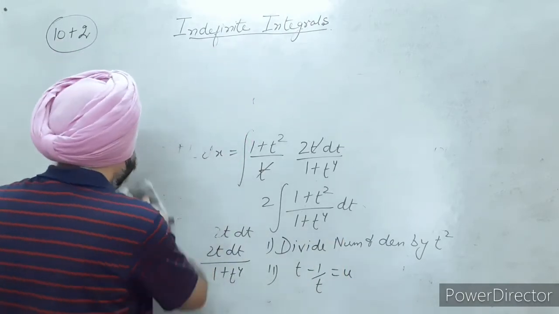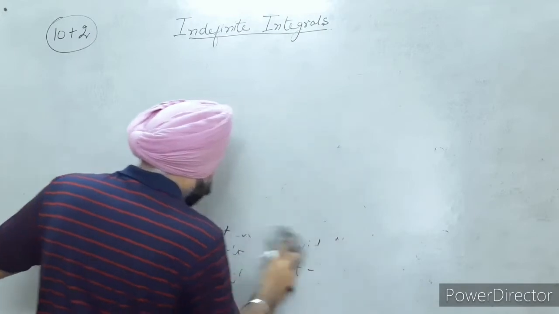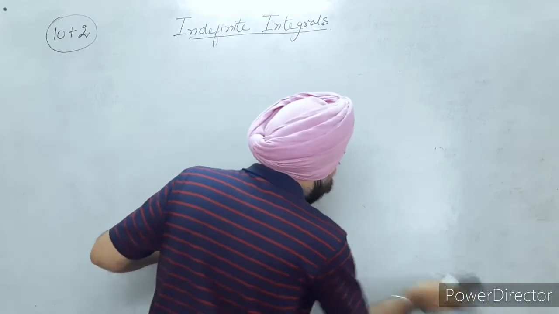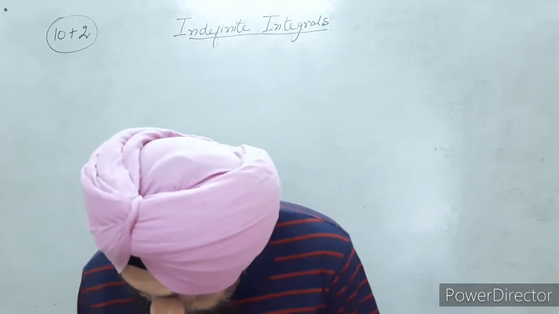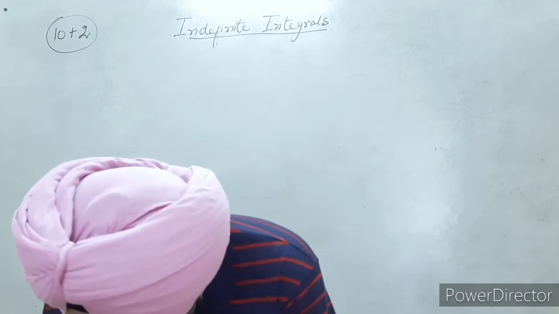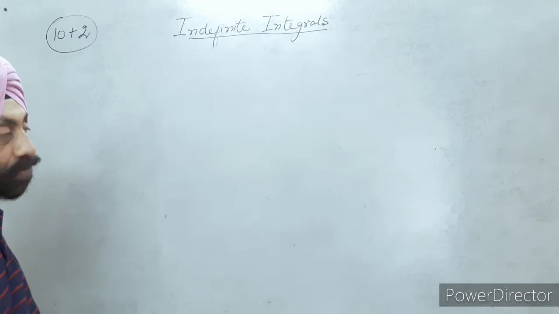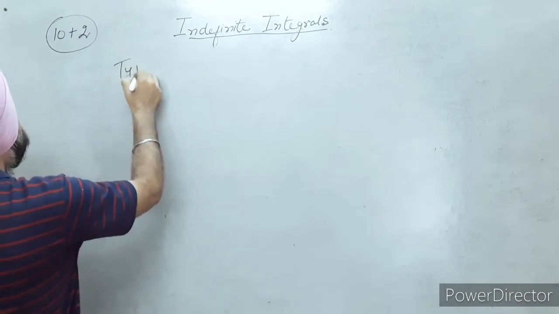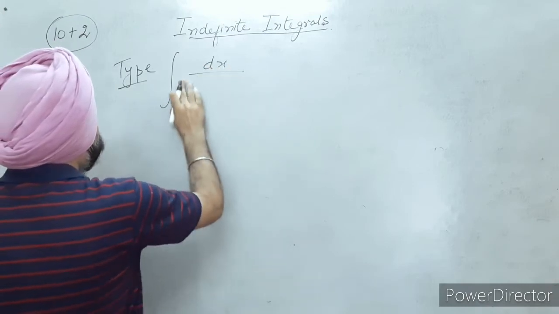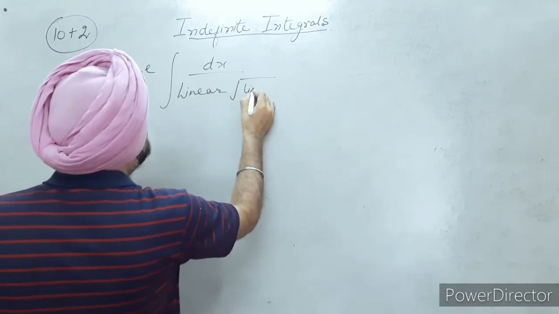Now, today's next type, or next form of integrals, is again a very good part of this chapter, a very important part of this chapter. Right? Next type is dx upon linear into under root linear. This is the next form. It is dx upon linear equation into under root of linear.